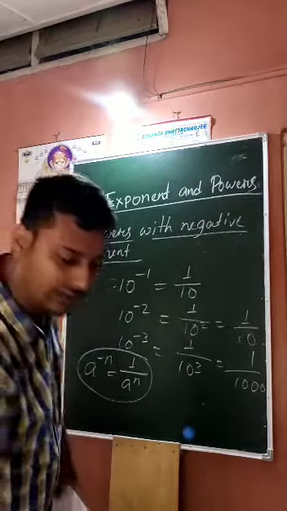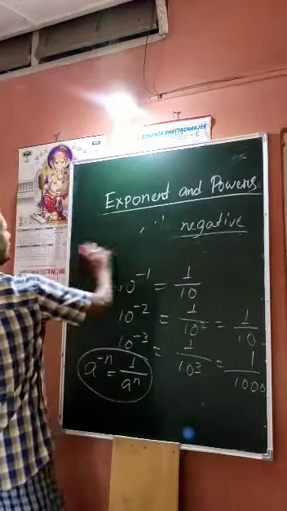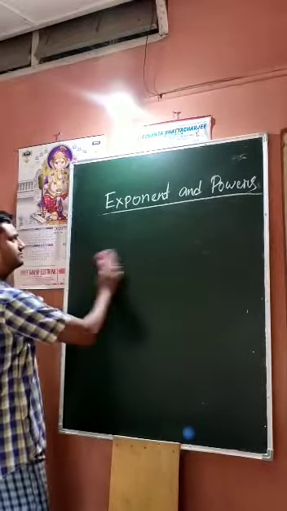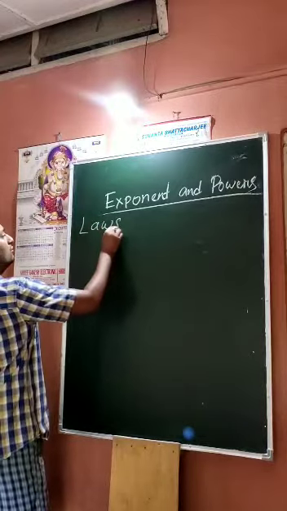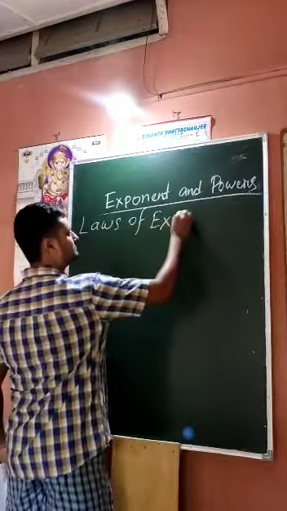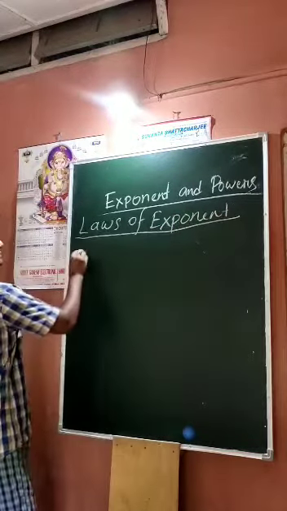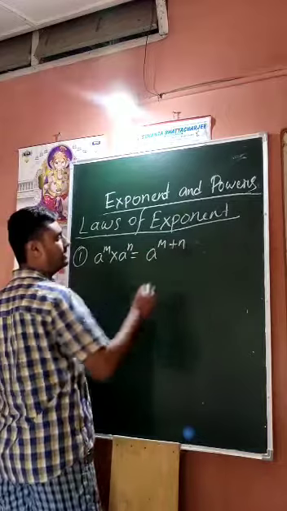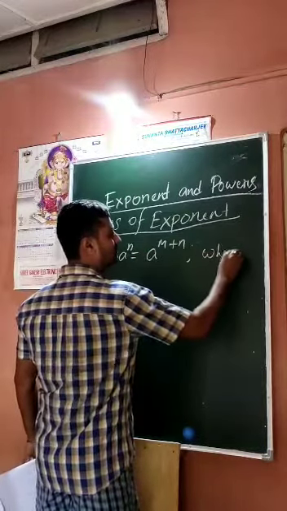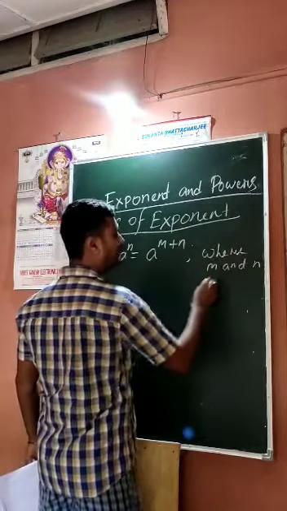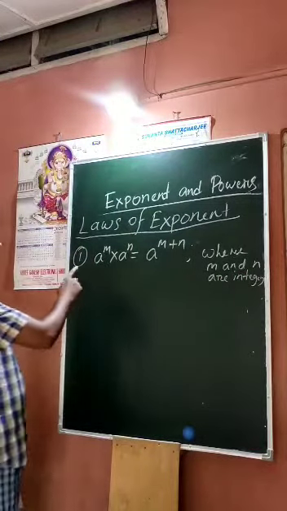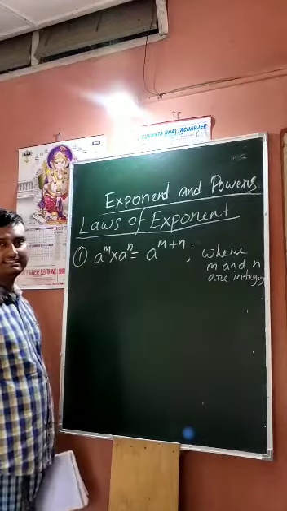Let us now discuss some formulas, the laws of exponents. Some of the laws you already learned in class 7. This is a very important chapter. Law number 1: a to the power m into a to the power n equals a to the power m plus n, where m and n are integers. All of you learned about integers in class 7.